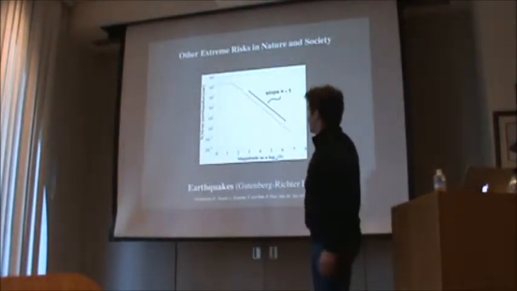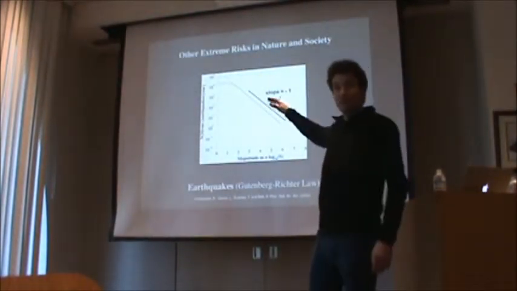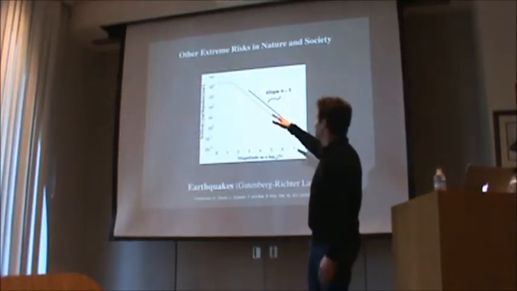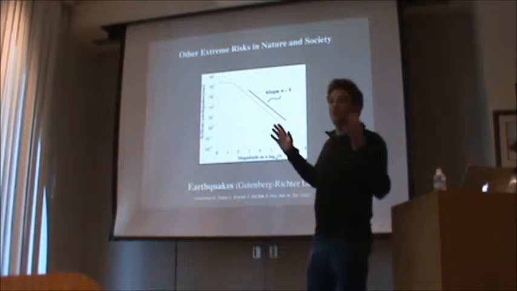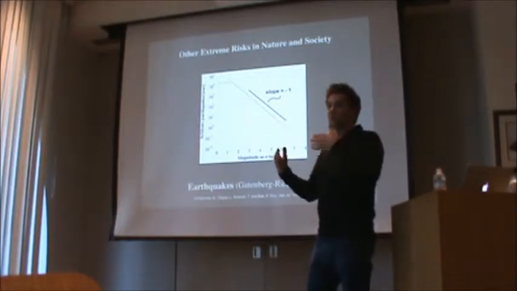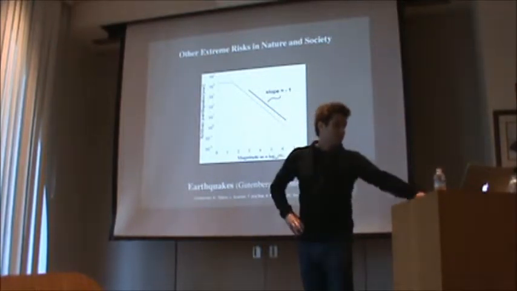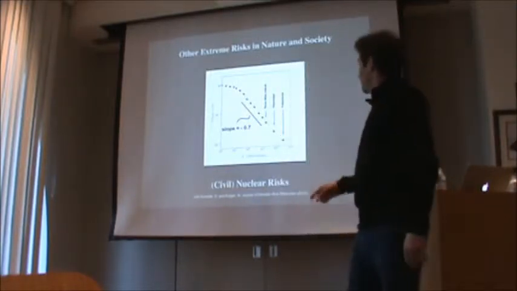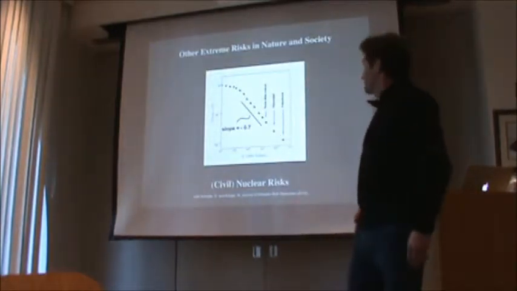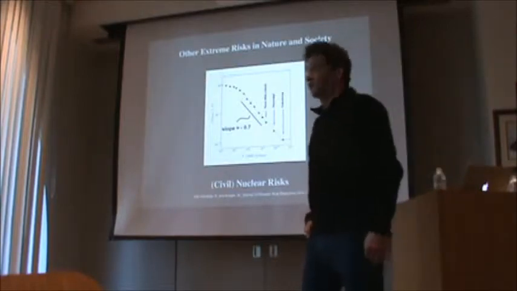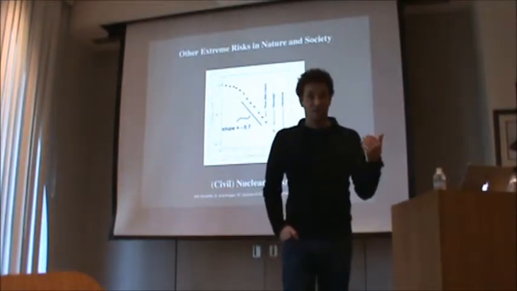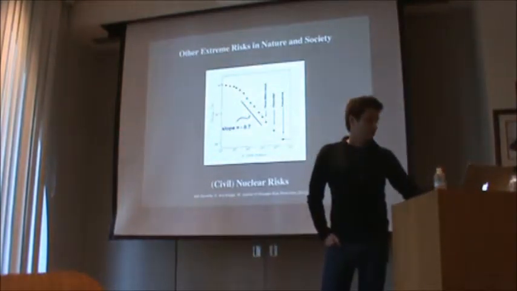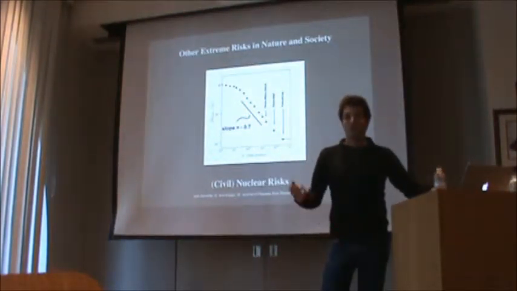Just to show a few other examples, so earthquakes: same distribution in log-log, you have a straight line. Of course, it's much more straight because more earthquakes have been recorded, so we can have more robustness in the statistics. Work we have done recently with co-authors is the distribution of nuclear risks. Same thing, a power law distribution with an exponent which is small, 0.7, also a wide distribution.